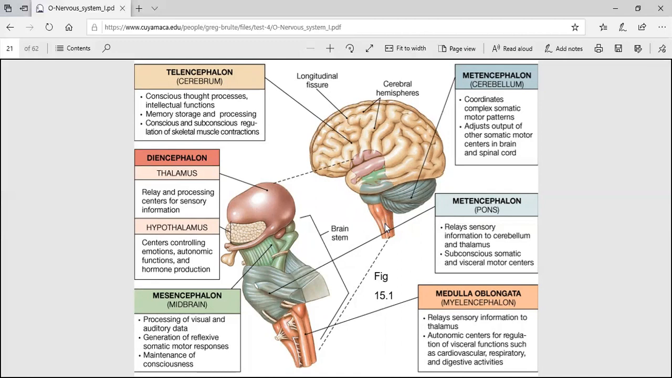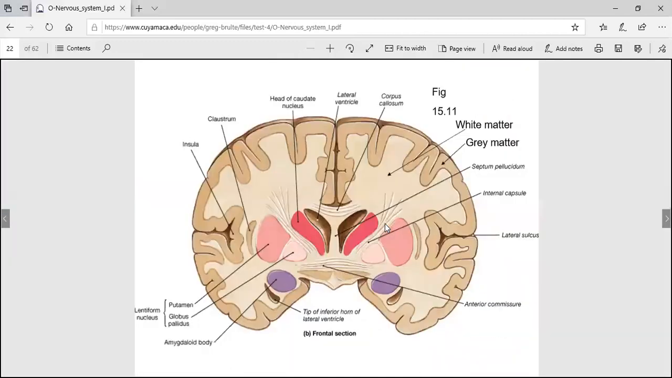Don't do that because that's developmental region, although I'd probably give you credit. If I said, what structure is that? You'd go, medulla oblongata. And then what developmental region did it come from? Myelencephalon. I think you're with me. All right. Just play it back over if it was too fast for you.